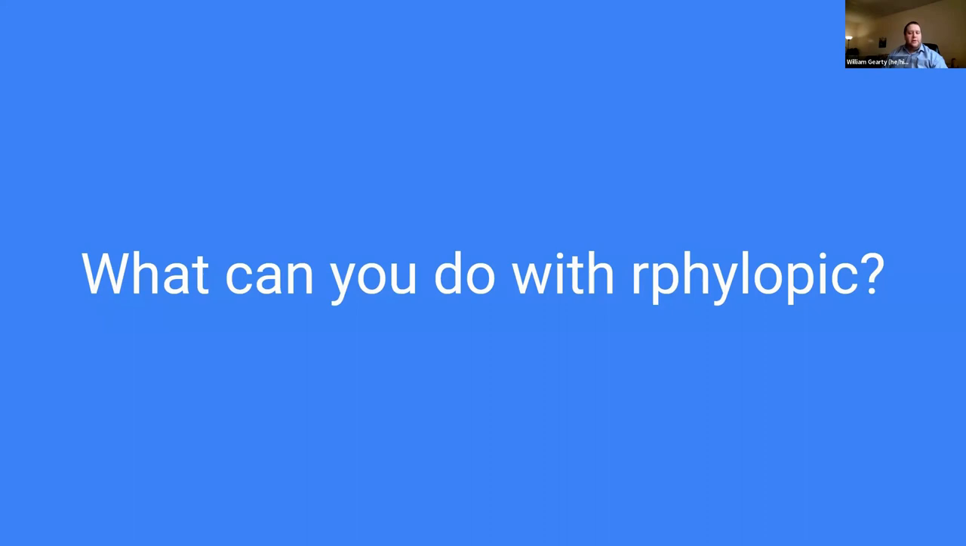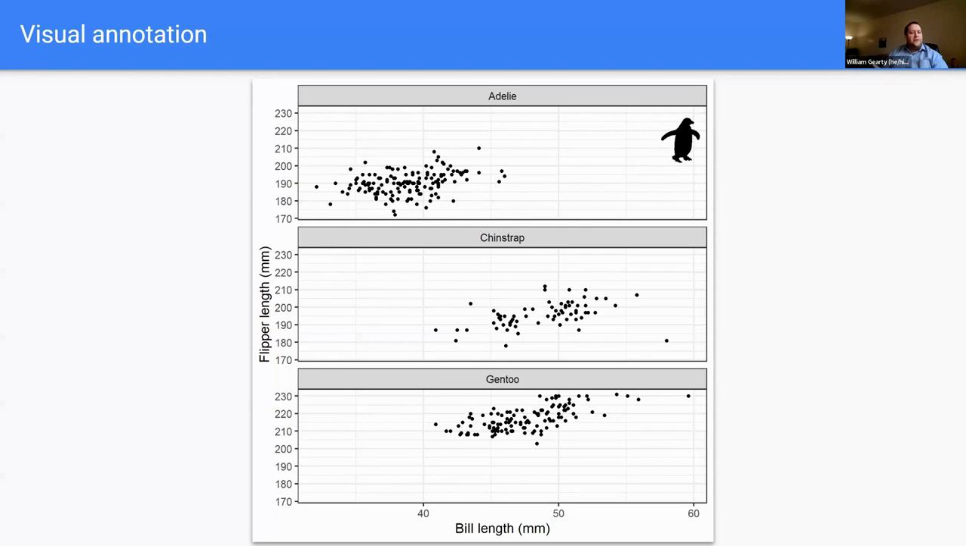So the first way you can use it is just for visual annotation. You can, as Lewis said, pick the image that you want. You can use the R package to retrieve that from the Rphylopic database, and then you can annotate an existing plot that you already have, like this, where we've put just this Adelaide penguin silhouette on top of this chart showing bill length and flipper length of various penguin individuals.